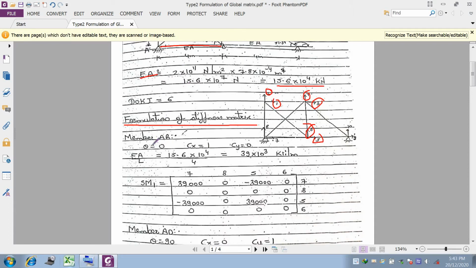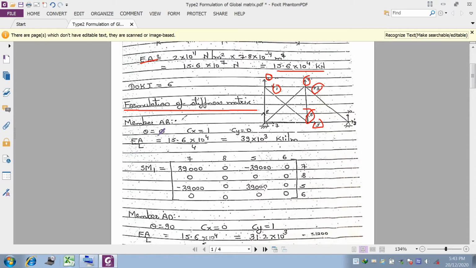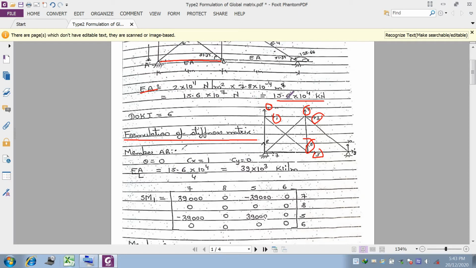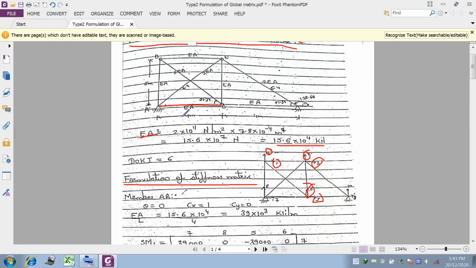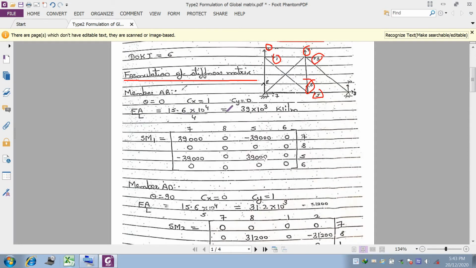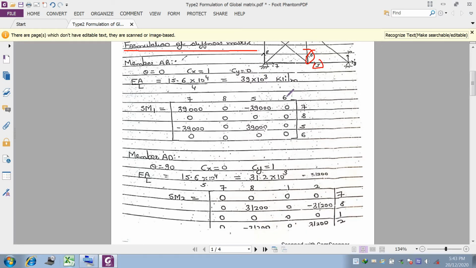Theta is 0 in the case of AB, as it is a horizontal member, so there will be no angle of inclination, so theta will be treated as 0. So the value of CX will ultimately be 1 and 0. CX represents cos theta, CY represents sin theta. Now EA by L, as we know that EA is calculated as 15.6 into 10 to the power 4. The length of the member we know from the dimension itself, that is 4. So the EA by L value is 39 into 10 to the power 3 kilonewton per meter.